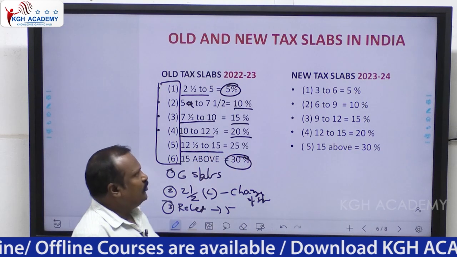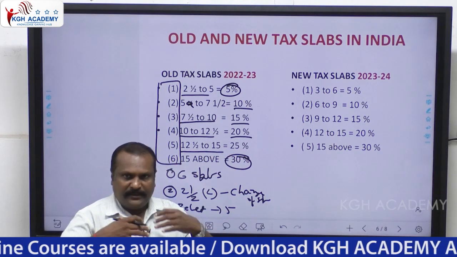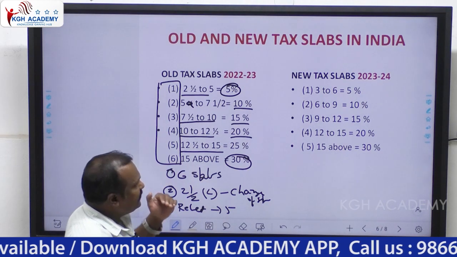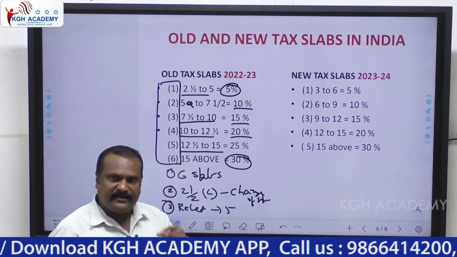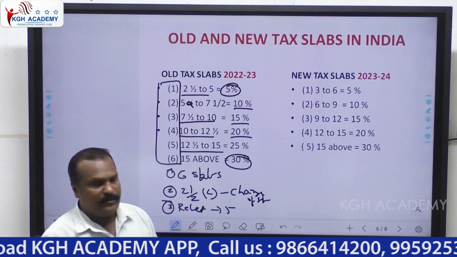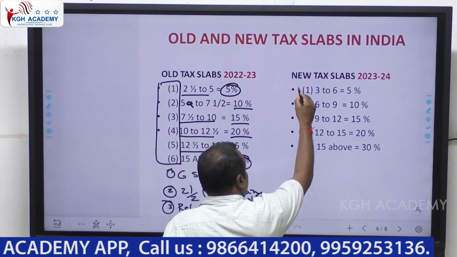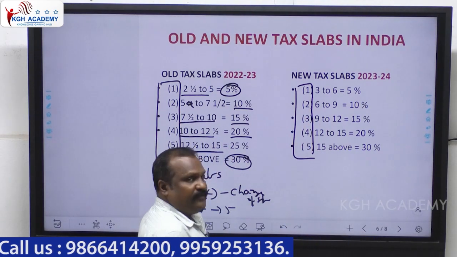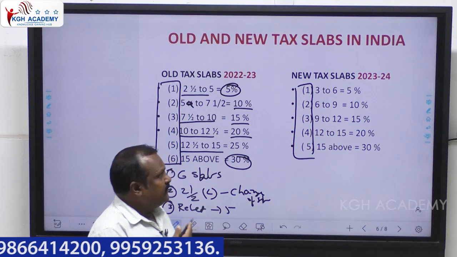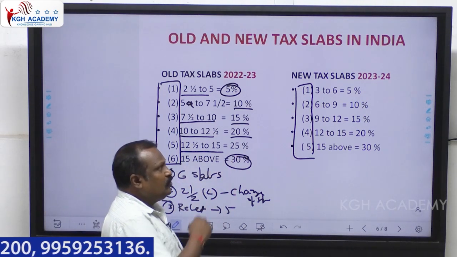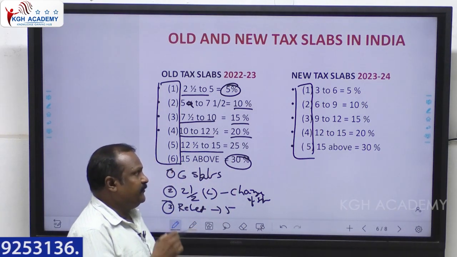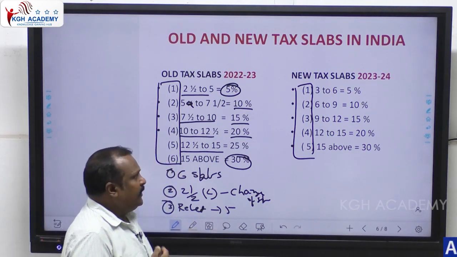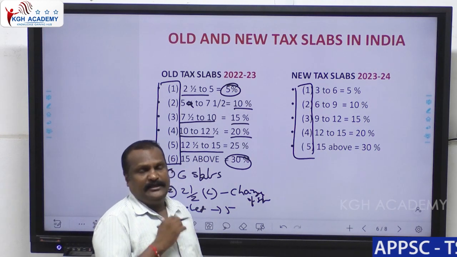Then come to the 23-24 budget estimation, the present latest slabs of the income tax. If any person gets an income of more than 3 lakhs, then only he has to pay income tax to the central government. See, how many slabs are there? There are 5 slabs. 3 to 6 lakhs, 5%. 6 to 9, 10%. 9 to 12 lakhs, 15%. 12 to 15, 20%. Above 15 lakhs, 30%.